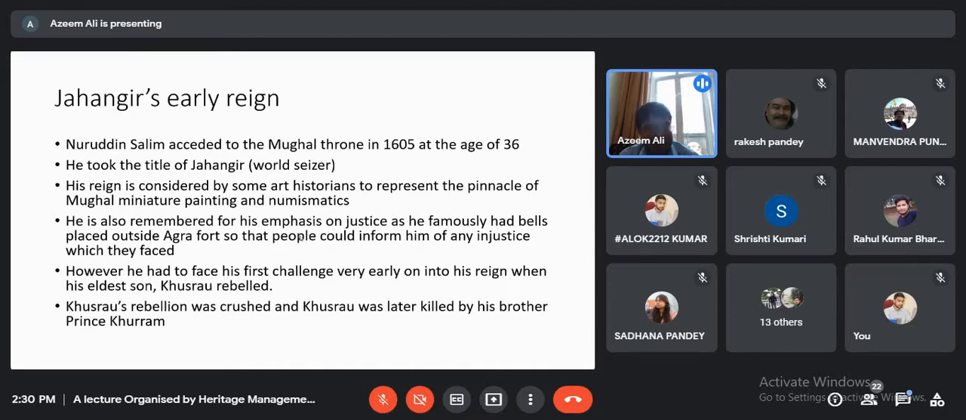But his reign would be a challenging one early on, as he had to face a rebellion from his own son, his oldest son, Khusro. And Khusro's rebellion was crushed. And later on, Khusro will be killed by his brother, Prince Khurram, who we will hear much about in future.